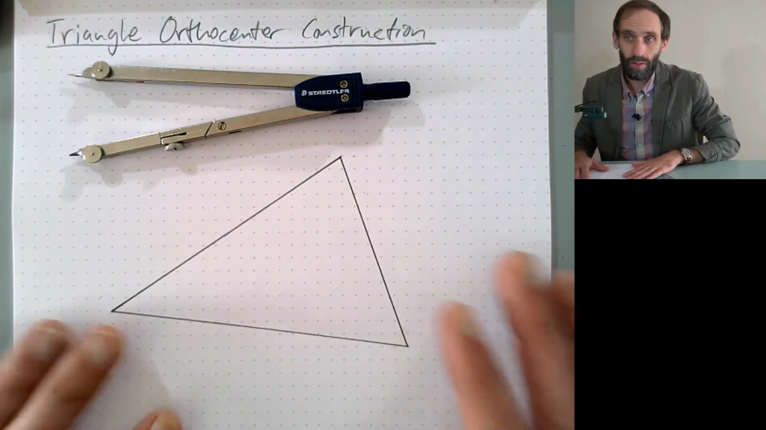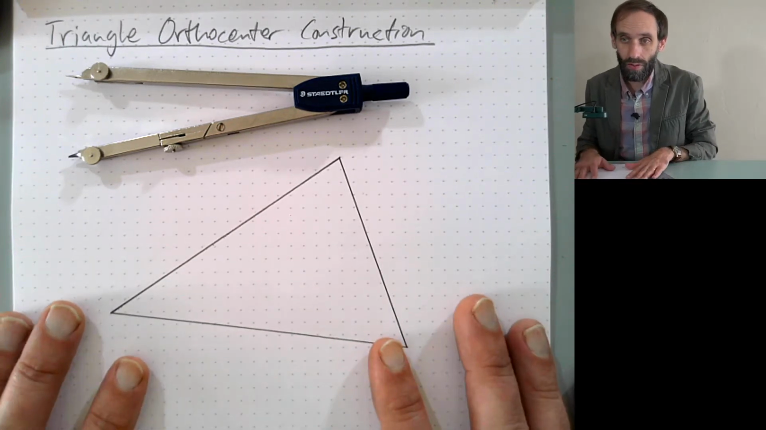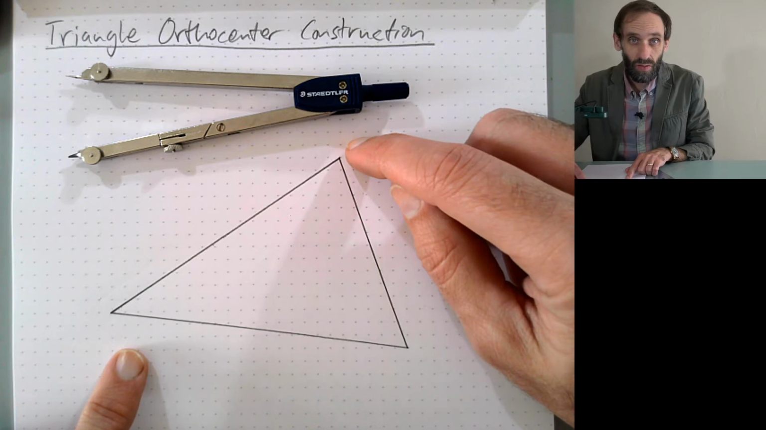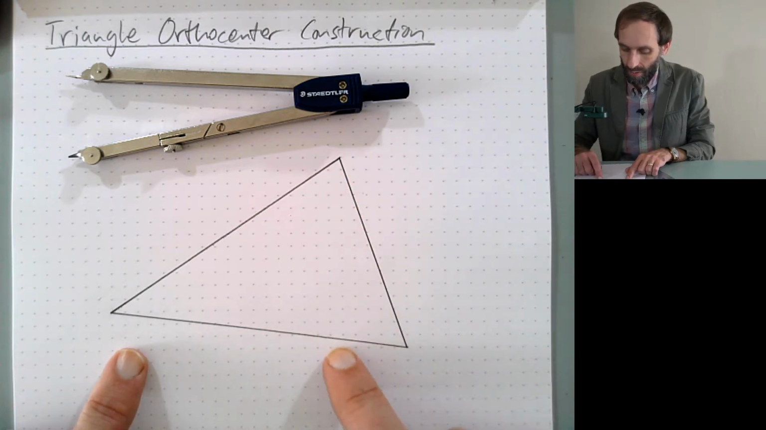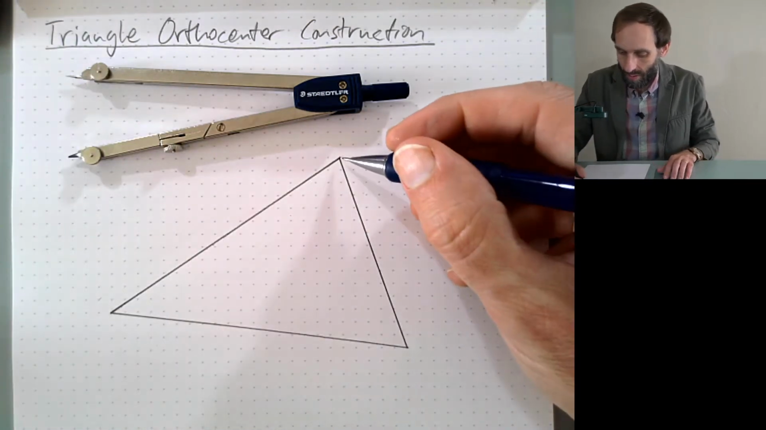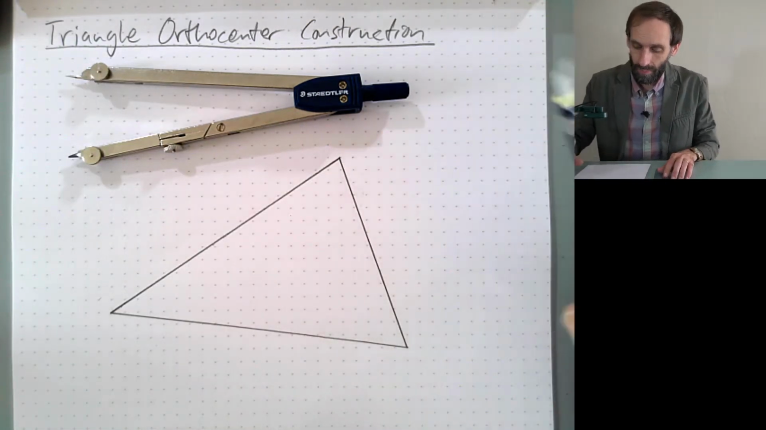So here's our triangle. Now, in order to construct the orthocenter of this triangle, I need to drop perpendiculars from each vertex down to the side opposite that vertex. So I'll start with this top vertex right up here.